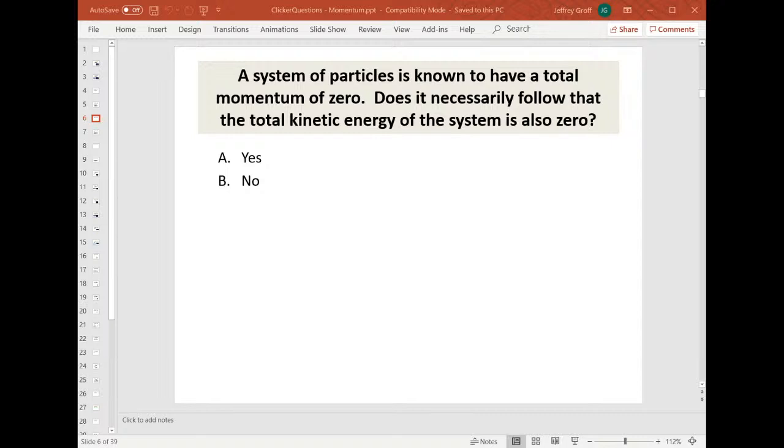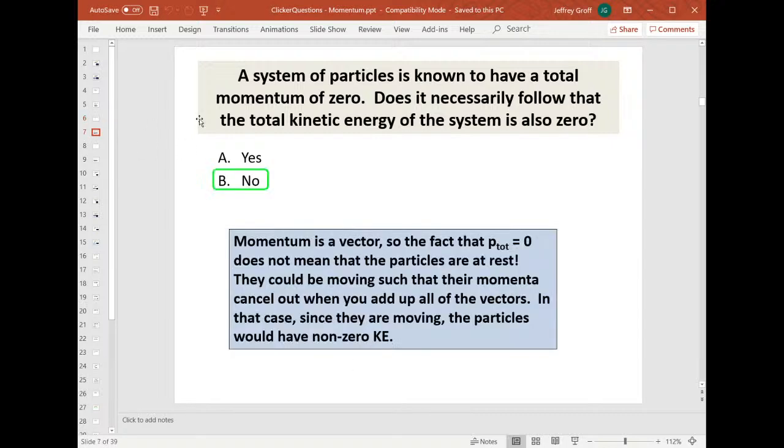Doesn't necessarily follow that the total kinetic energy is 0. And that is the correct answer. Because yes, it is possible that if the momentum is 0, the kinetic energy is 0. But it's not the only possibility, because momentum is a vector. So you can have two things moving in opposite directions, one with positive momentum, the other with negative momentum, and the total momentum can add to 0. But you have two things moving, so kinetic energy is not 0. So yes, you can have systems where kinetic energy is not 0, but total momentum is 0.